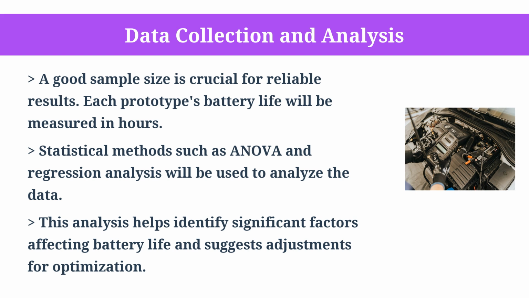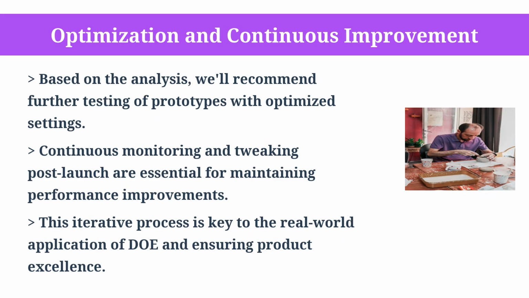Once all the data is collected, we'll analyze it using statistical methods. This could include ANOVA, or analysis of variance, which helps us see if there are significant differences between group means, or regression analysis to understand relationships better. After analyzing our data, we'll identify key factors that significantly impact battery life and adjust accordingly. For instance, maybe a smaller screen size paired with a faster processor yields the best results. We might then recommend further testing of prototypes based on these optimized settings.